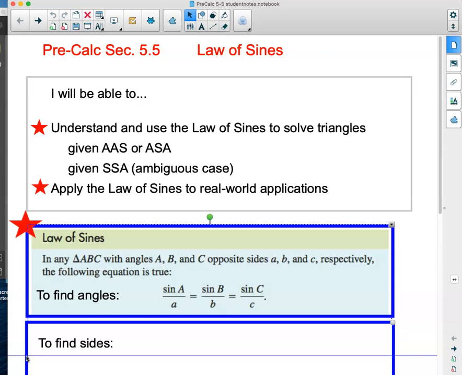Our objective here: I will be able to understand and use the law of sines to solve triangles given angle, angle, side, or angle, side, angle. Now, hopefully this brings back some memories, because this is all from geometry when you were talking about congruent triangles. So when you see angle, angle, side, that means you have an angle, another angle, and a non-included side.